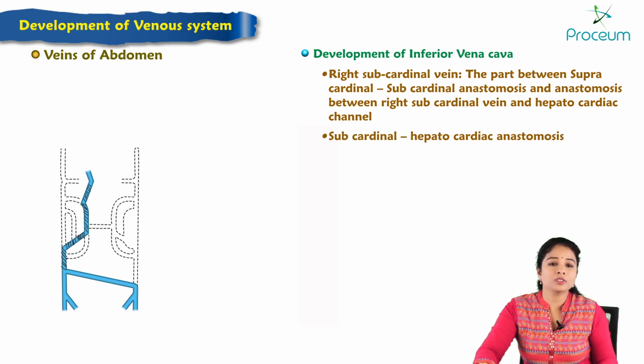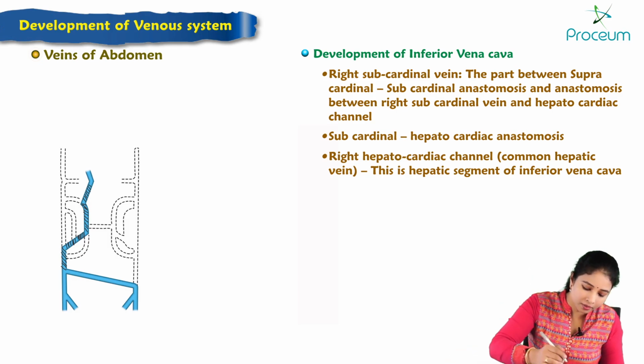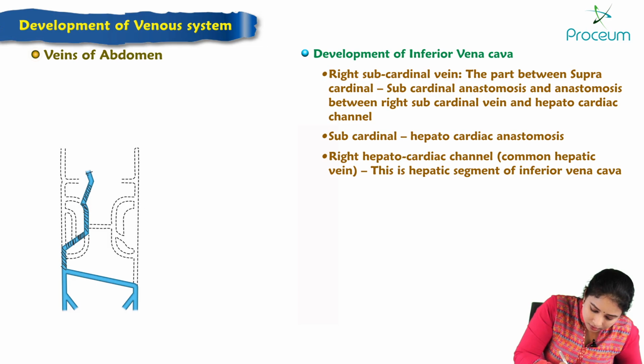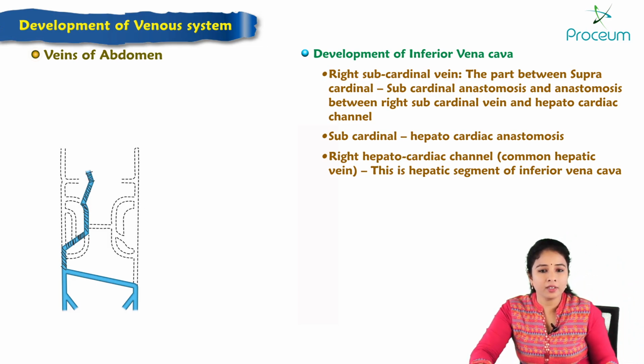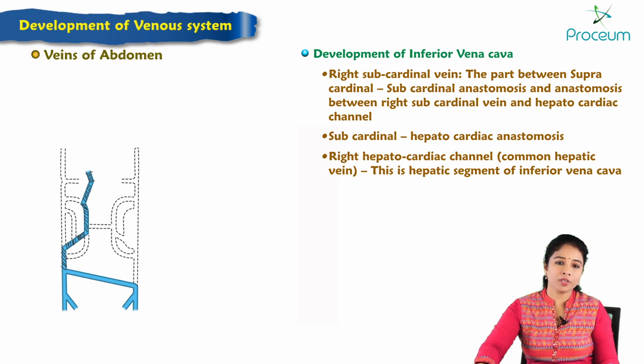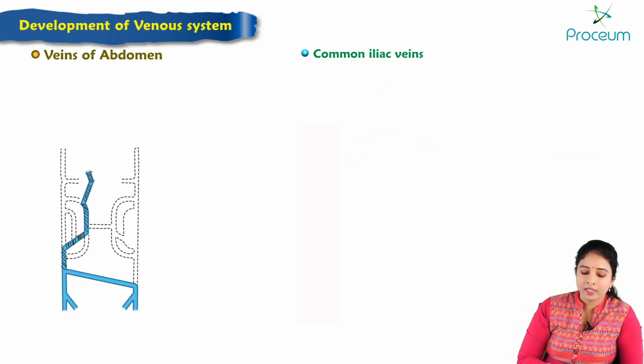And the sixth source is right hepatocardiac channel, that is the common hepatic vein, which opens into the right atrium of the heart. So this completes the development of inferior vena cava. And let's see the development of common iliac veins.